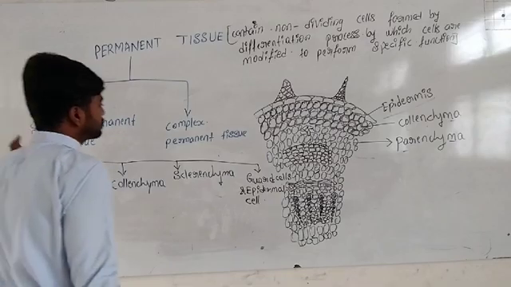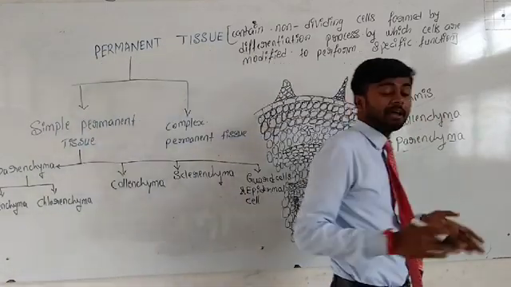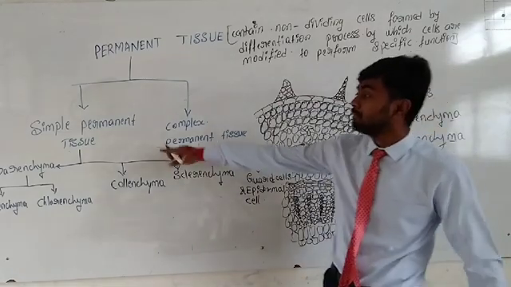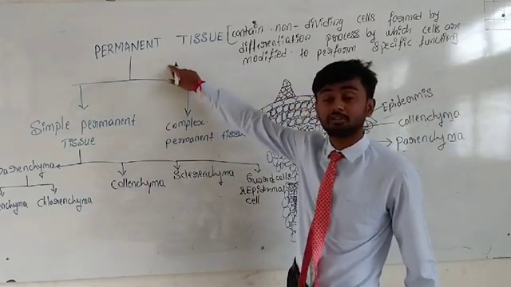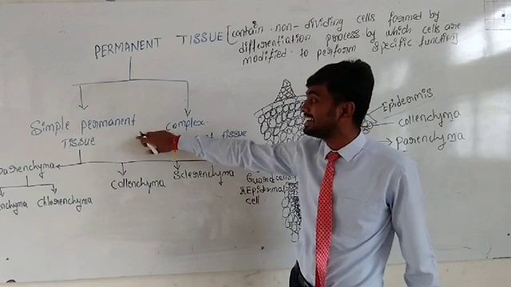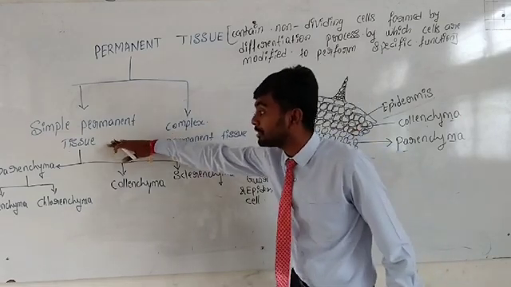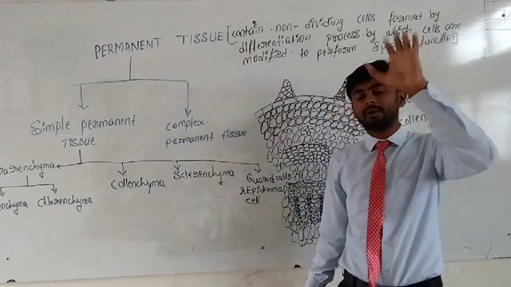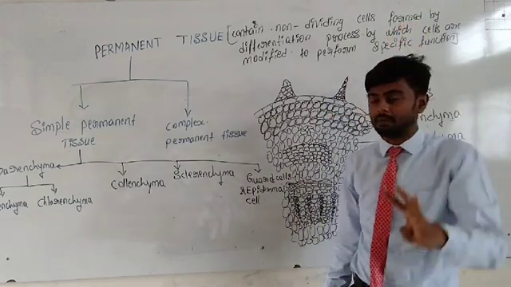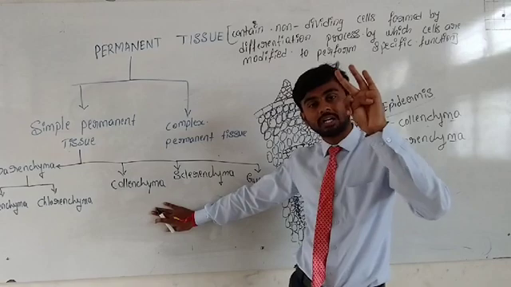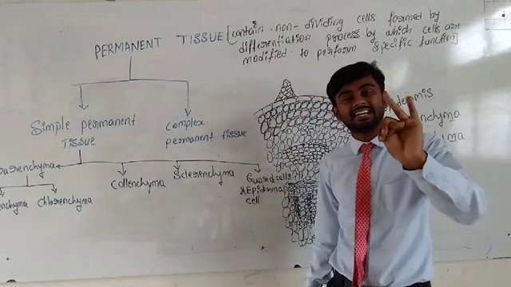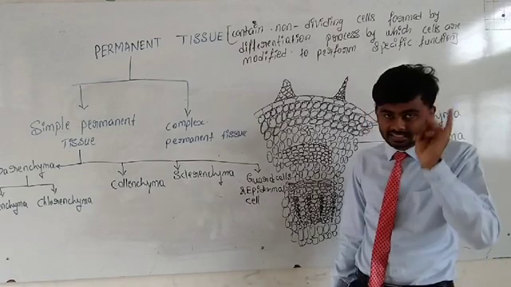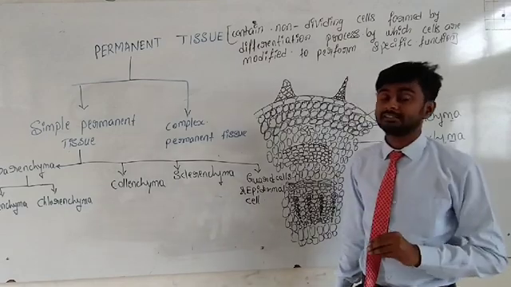We will take a section of the stem, and the time we observe simple permanent tissue starts. Simple permanent tissue is a type of permanent tissue. The simple permanent tissue can be divided into four types. One, the very important one, is parenchyma. Second is collenchyma. Third is sclerenchyma. And the last one is guard cells and epidermal cells.